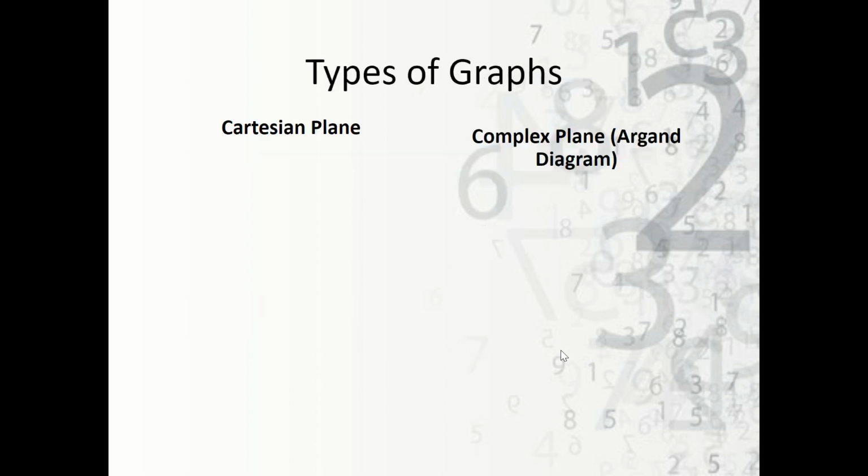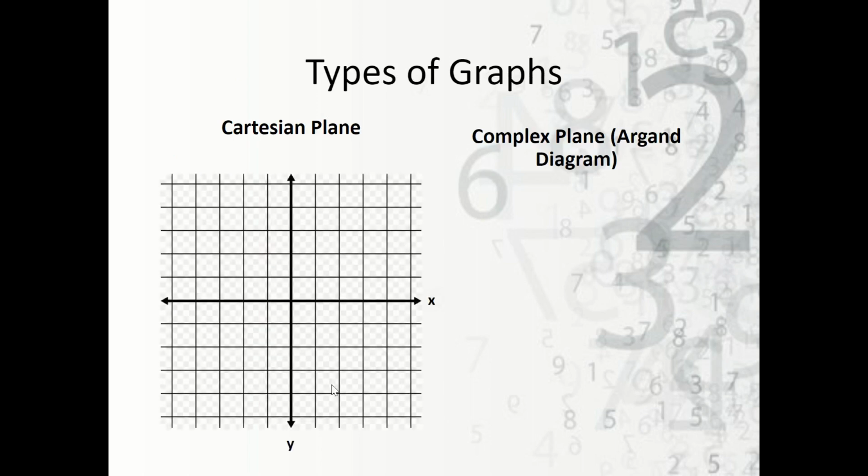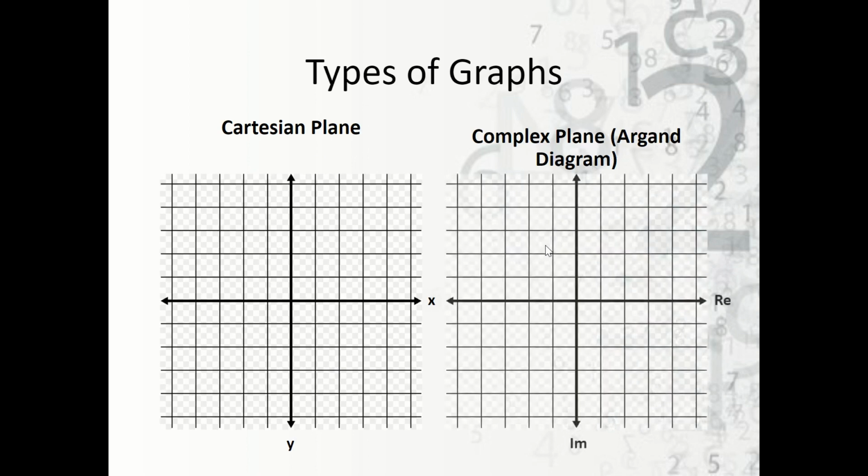Types of graphs. We have the Cartesian plane, which looks like this. We have our x and our y, just like we always did. That's what we're used to seeing for forever. Now the complex plane, or as we call it, the Argand diagram, looks a little bit different. So all of this looks the same, except now this axis is called the reals, and this axis here is called the imaginary. So we would plot our real over here, and our imaginary goes up and down.